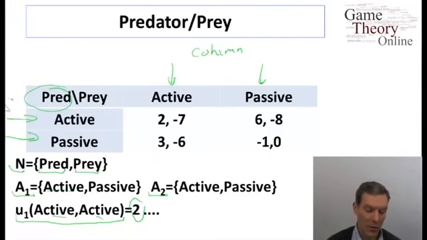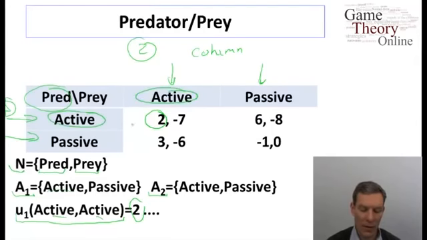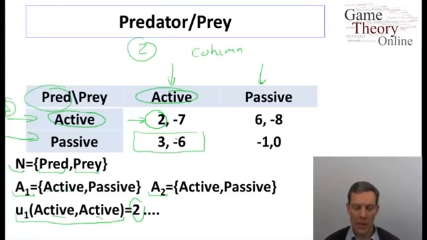So we have 1 over here, the predator, 2 over here, the column player, and then the entries in the normal form indicate what the payoffs are. The row player's payoff generally comes first. So if they're playing active and active, then the predator, who's player 1, the row player, is getting a payoff of 2. Each cell lists the 2 players' payoffs as a function of what the actions are.